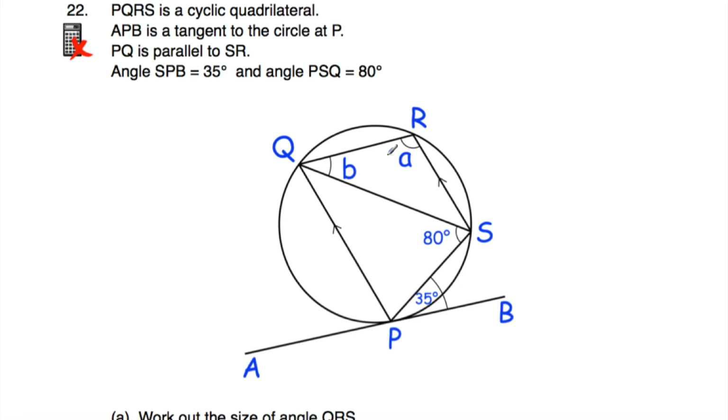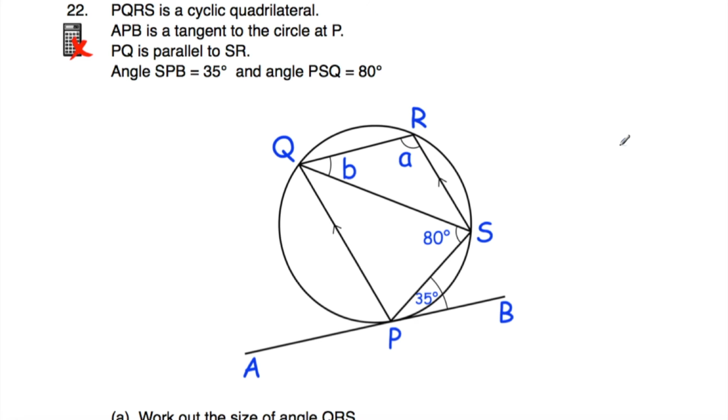And we're told that angle SPB is 35 degrees, and angle PSQ is 80 degrees. And we've been asked to find the size of angle QRS in part A, so QRS, that's marked with an A, so we want to find the size of this angle here.